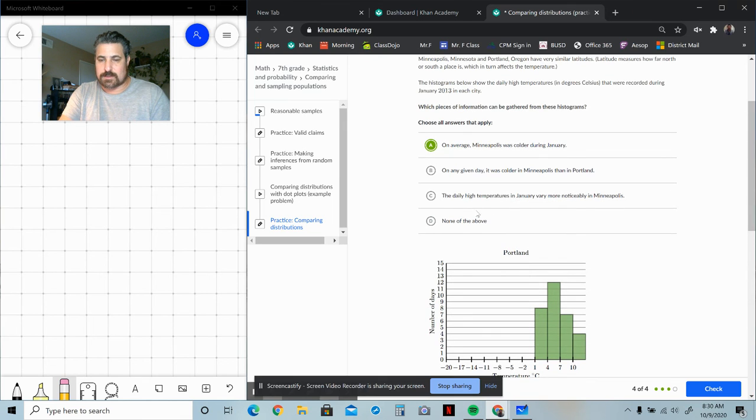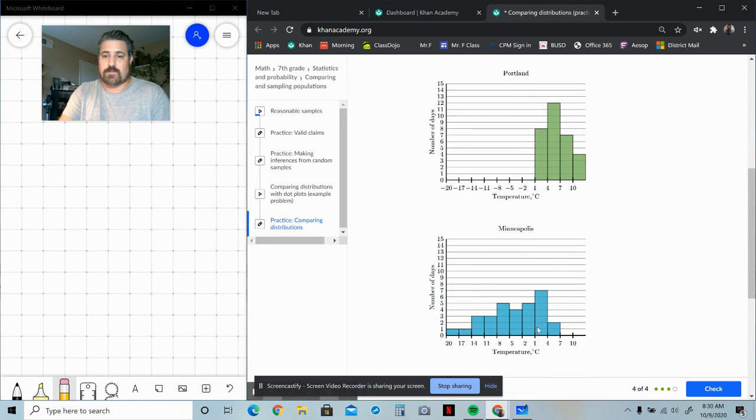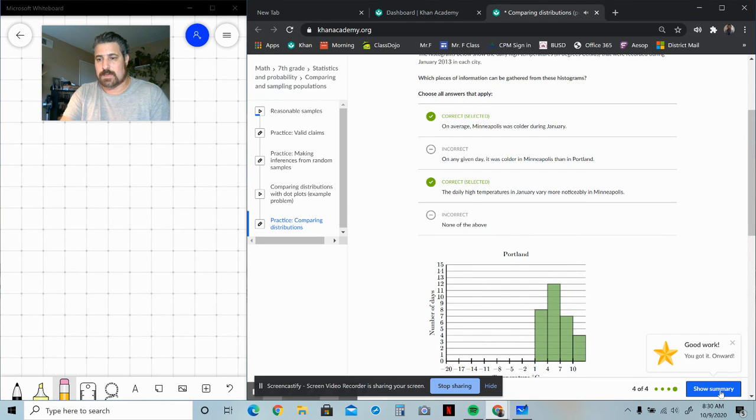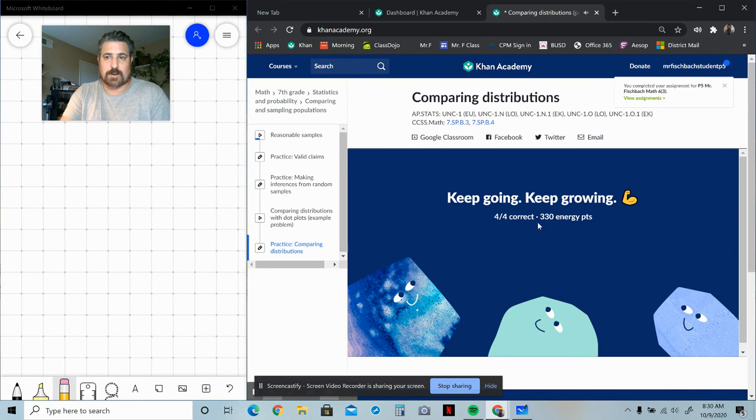So if that's what it says, it's true. The daily high temperatures in January vary more noticeably in Minneapolis. So this is very true because there's more variety in Minneapolis. So that's a true statement. And that's how you do that. Hopefully it helps.